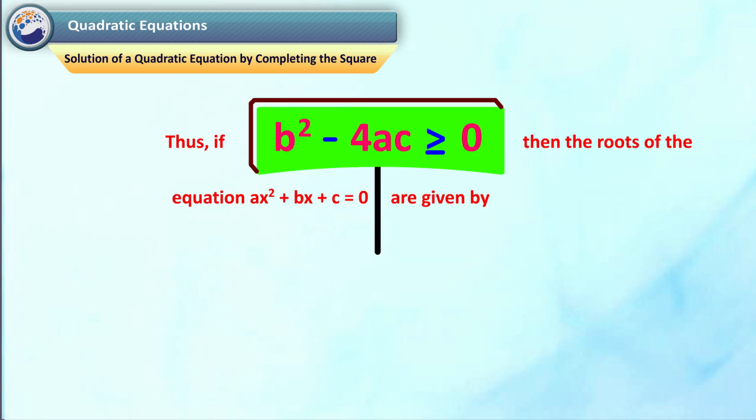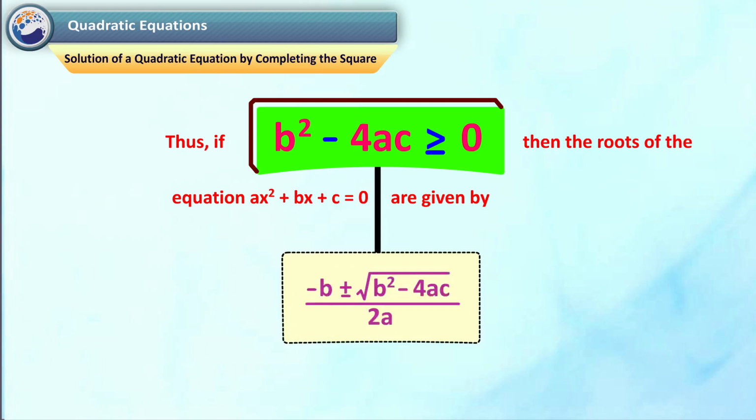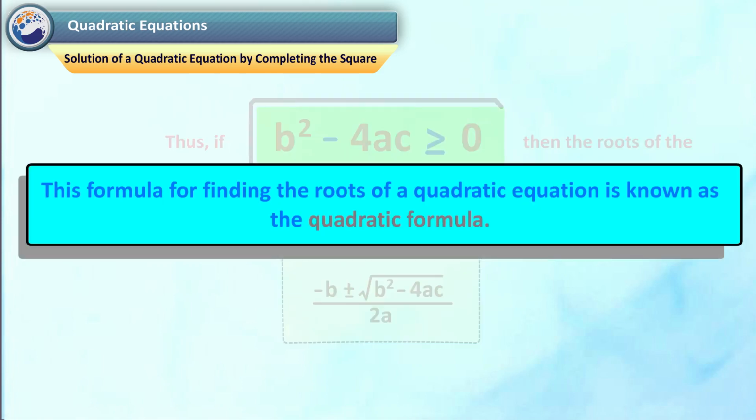Thus, if b squared minus 4ac is greater than or equal to 0, then the roots of the quadratic equation ax squared plus bx plus c is equal to 0 are given by minus b plus or minus root of b squared minus 4ac upon 2a. This formula for finding the roots of a quadratic equation is known as the quadratic formula.